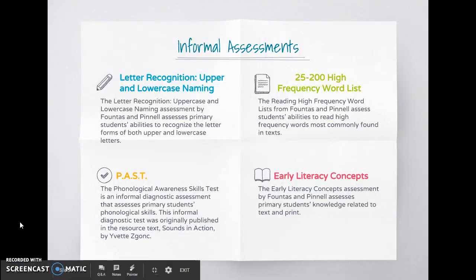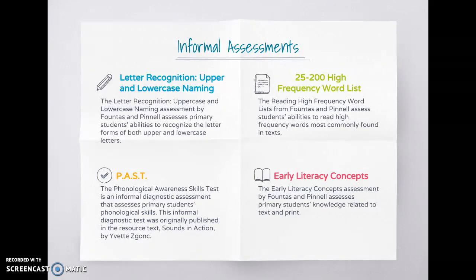The second informal assessment that I chose is the 25 to 200 high-frequency word list, and this is again from Fountas and Pinnell, and it specifically assesses students' abilities to read high-frequency words most commonly found in texts.